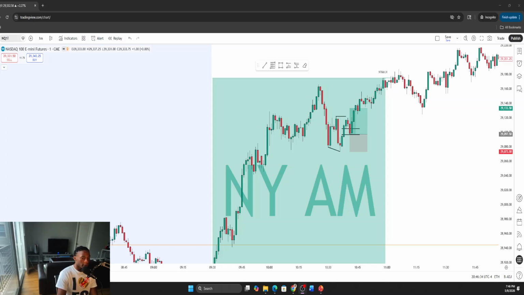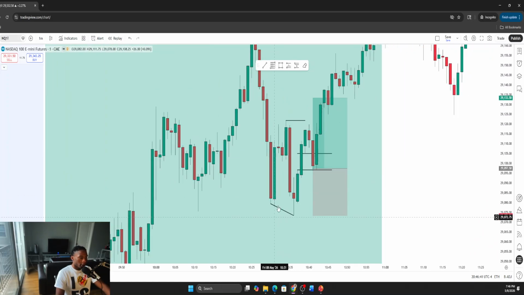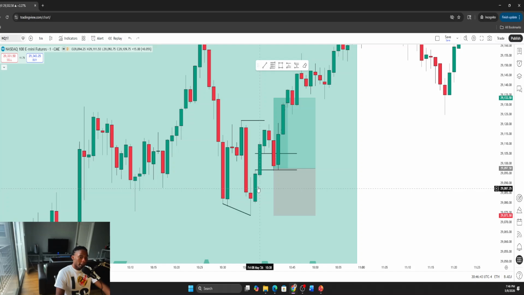It's a 3-candle sequence. Candle 1 is the initial move. Candle 2 is an impulsive move with a space between it. And then we have candle 3 right there, right?